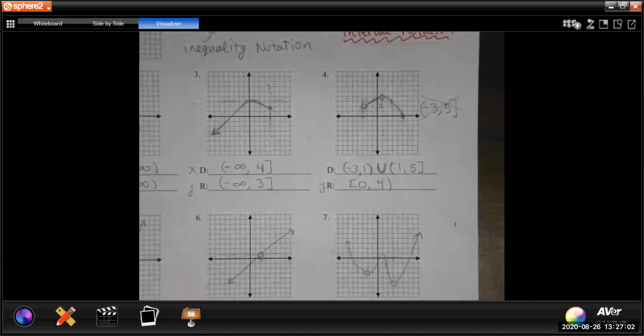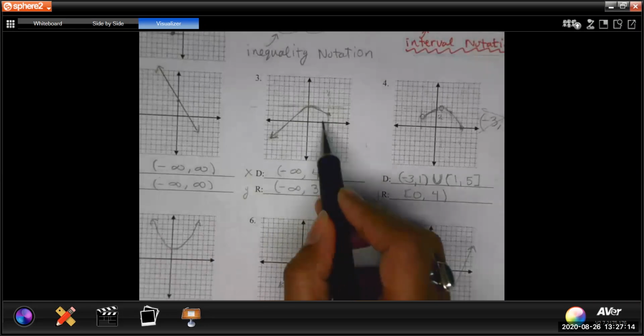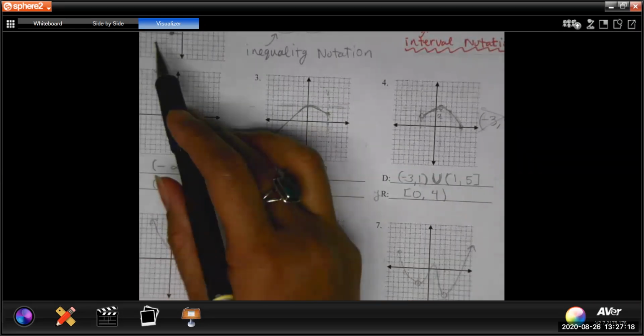Questions on that one? Does it have to be an open circle for there to be a union? Yes. Because like right here, you see there's no open circle. It was just straight. That's why there's no union. Same thing here, same thing there.